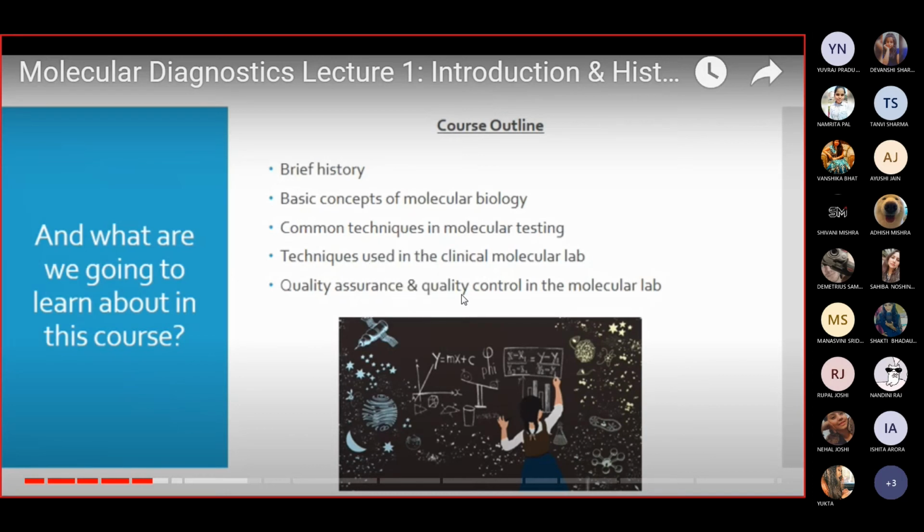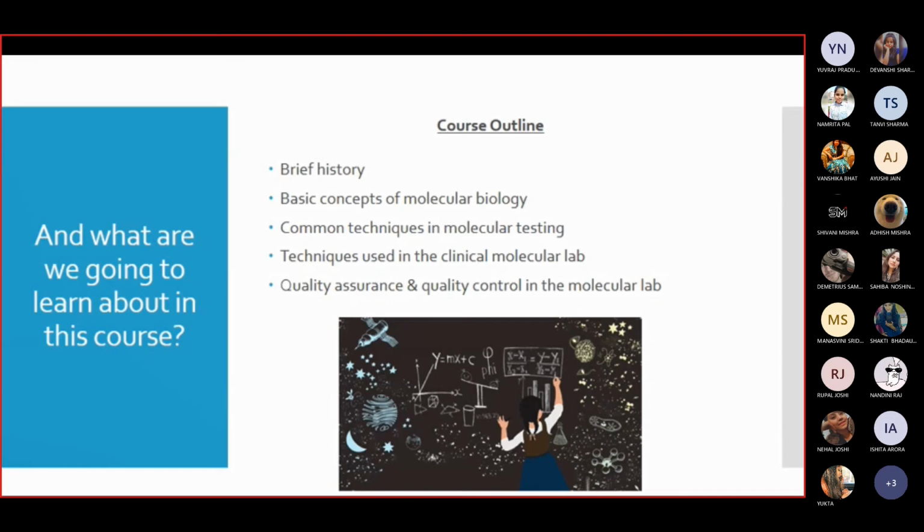I think you will find that the molecular lab is a bit different than maybe the core lab or micro or blood bank. So the layout needs to be very specific and the workflow is very specific, and it's important to maintain that workflow. And also quality control and quality assurance can be a little bit different. So we will talk about all of those.